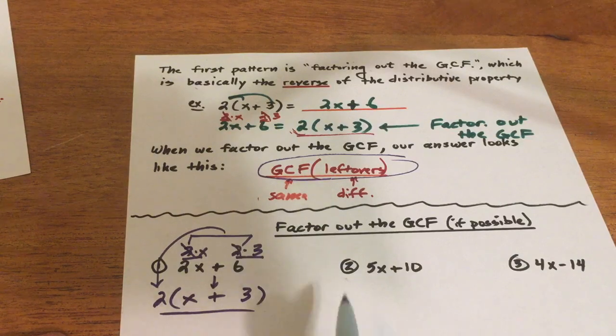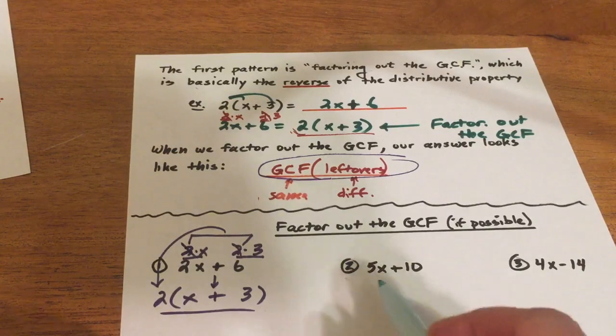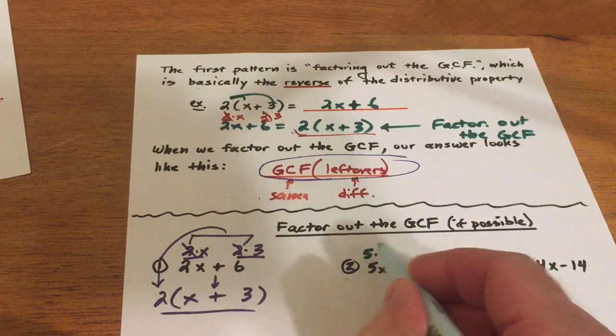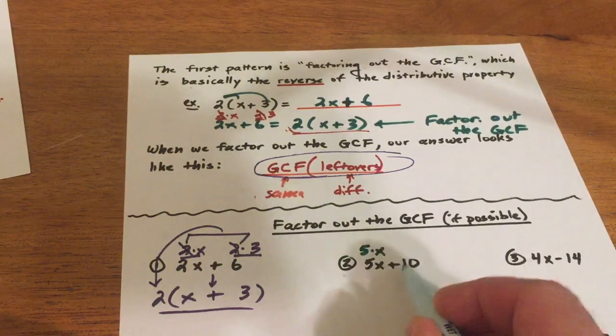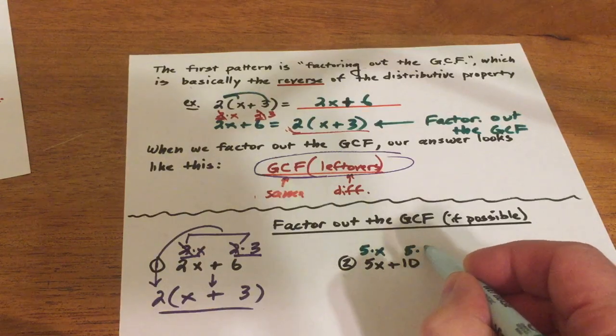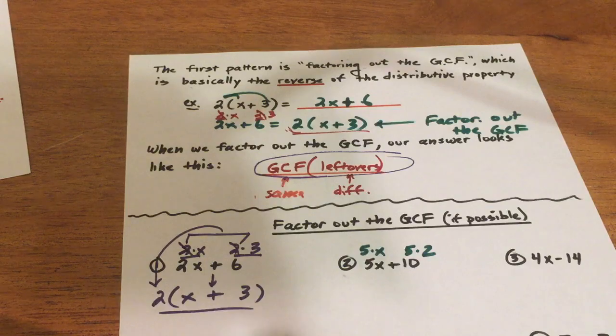I want you to go ahead and try number 2. So pause it, give it a try, then we'll go through it. Do your best. Okay, let's take a look at problem number 2. Hopefully you got an answer of 5 times the quantity x plus 2. So looking at problem number 2, here we have 5x, which means it's 5 times an x. Here we have a 10, and we know that 10 is going to be 5 times 2, or 2 times 5. It doesn't matter which way you write it.